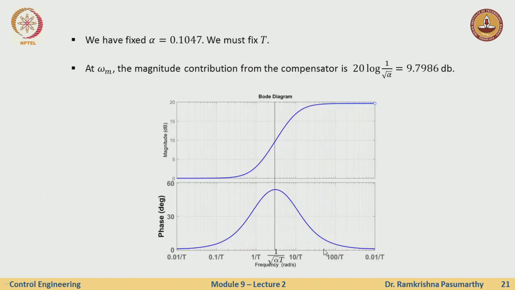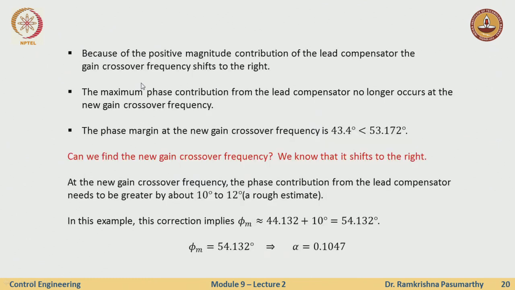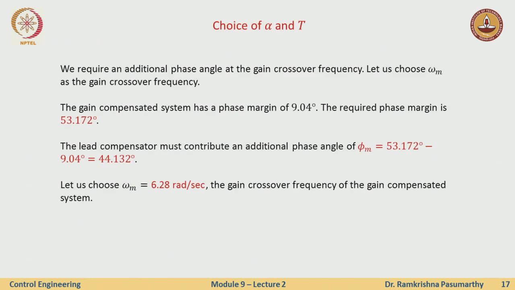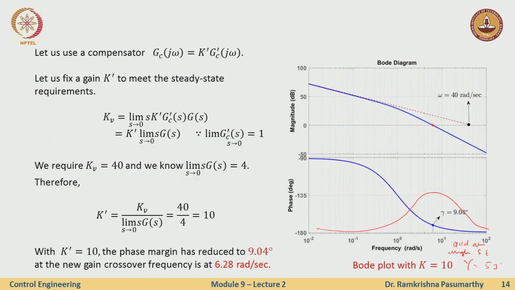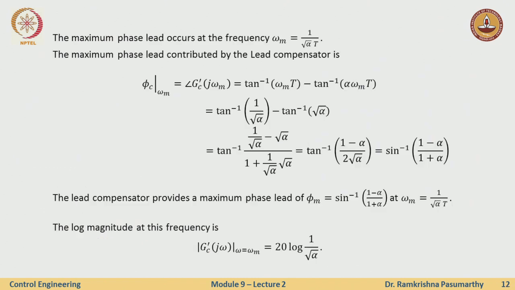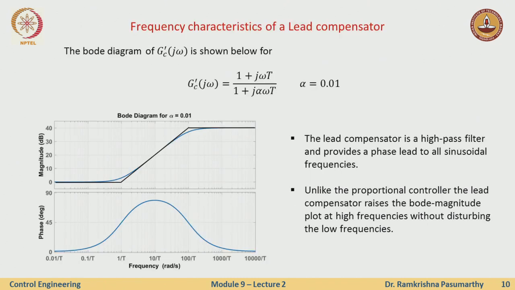So, with this new alpha, now we must fix the t. Now, how do we fix the t? This is the question. Now, look at what happens at omega m. At this omega m, if I go back to what my Bode plot does, we just take a much simpler one, the first one here.